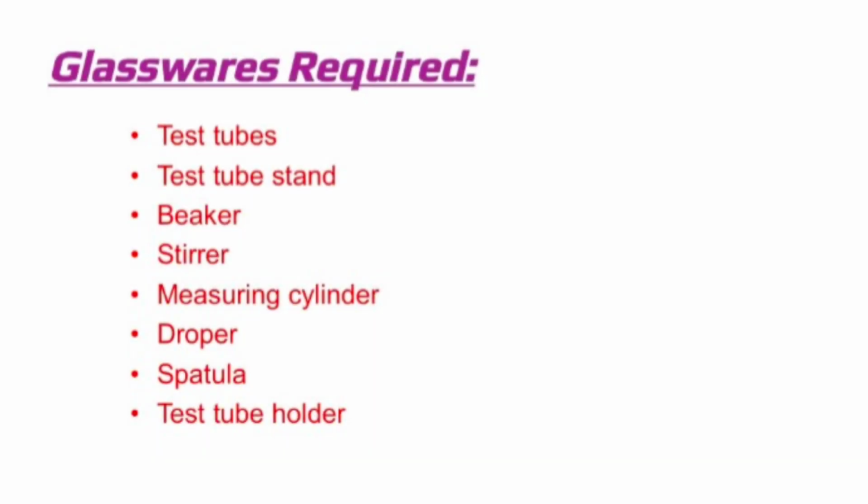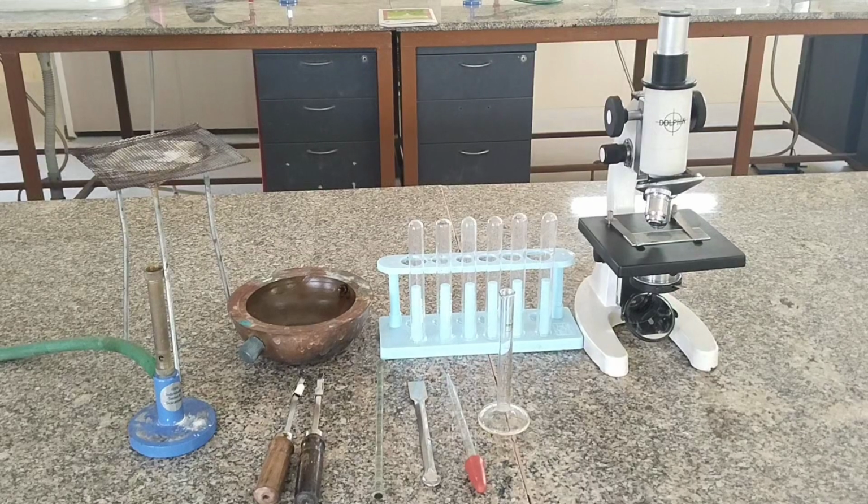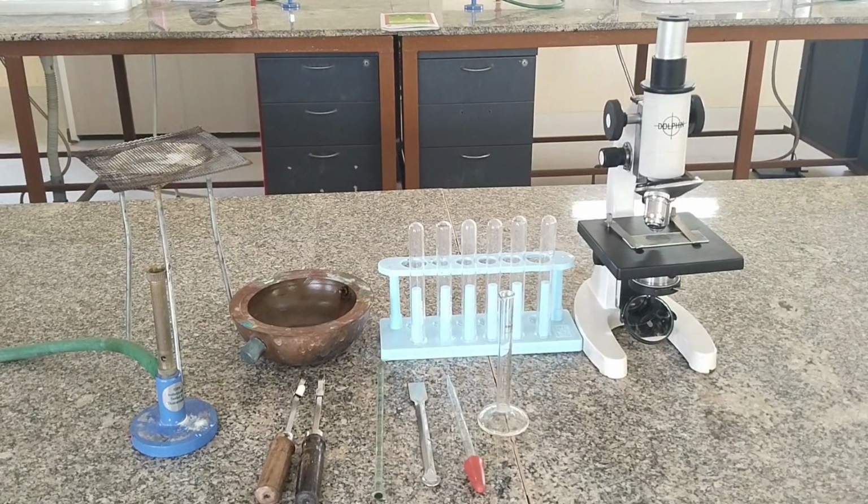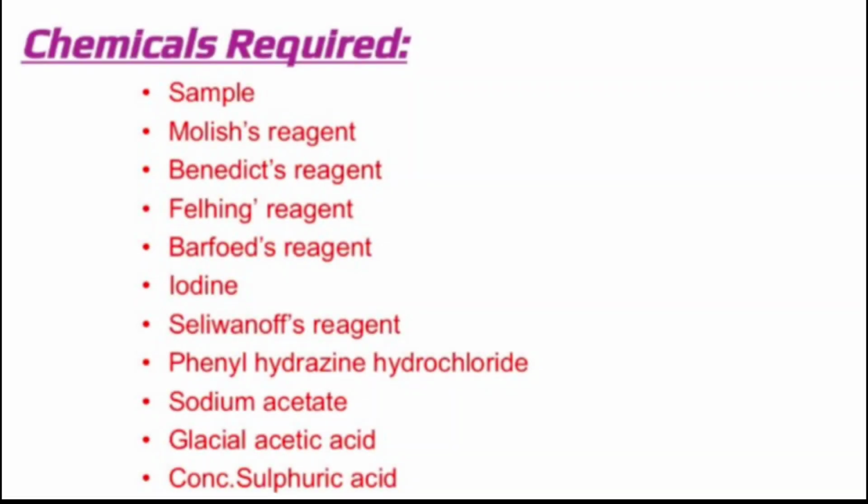Glassware required: test tube stand, beaker, stirrer, measuring cylinder, dropper, spatula, test tube holder. Chemicals required: sample, Molisch reagent, Benedict reagent, Fehling reagent, Barfoed reagent, iodine, Seliwanoff reagent, phenylhydrazine hydrochloride, sodium acetate, glacial acetic acid, concentrated sulfuric acid.